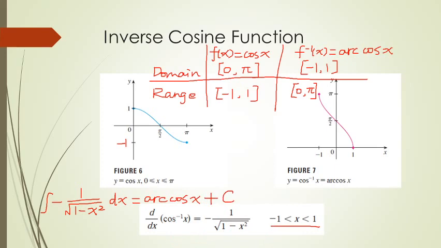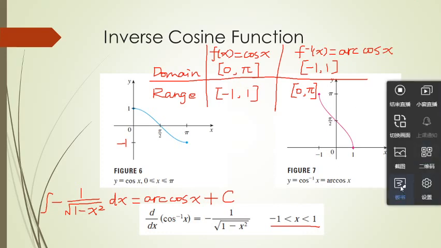And how can we understand the graph for sine and its inverse, cosine and its inverse? Let me show you. The derivative and the indefinite integral are pretty easy. This one we just have the extra minus here.